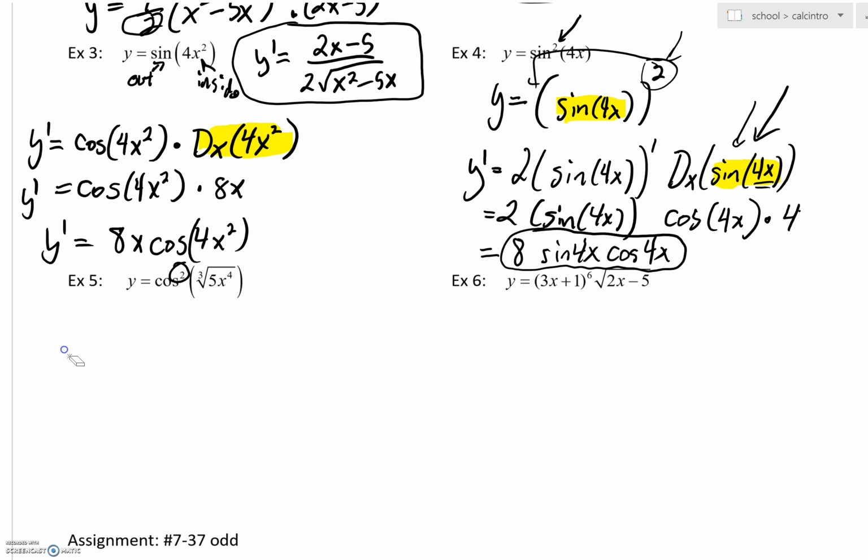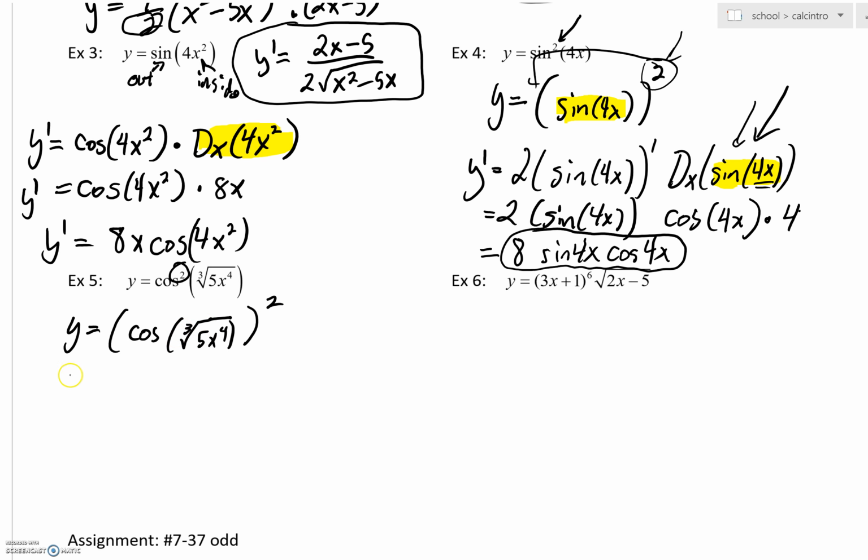Let me even raise this up a little bit because you don't have to recopy it. I just want to make sure that we've got enough space to do this. We'll say that's the cosine of the cube root of 5x to the fourth, and we're going to say that's all squared.